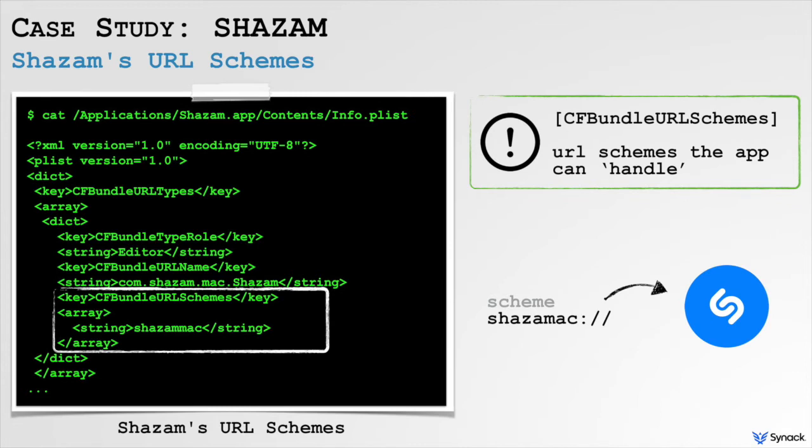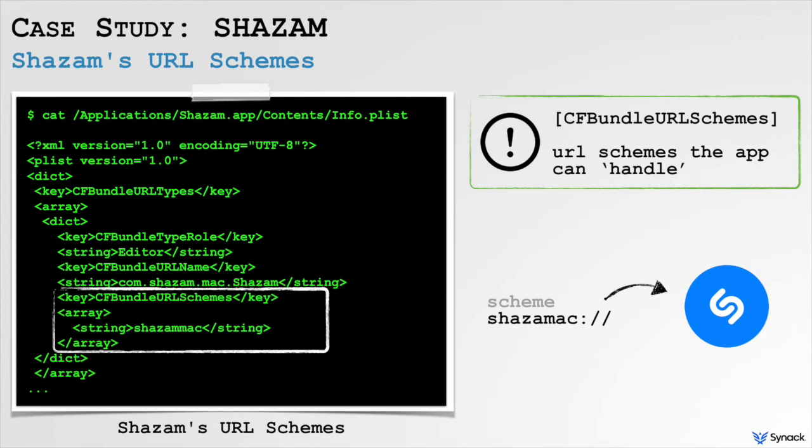For example, how does opening Shazam Mac open the actual Shazam application? If we look at the Shazam application, specifically its info.plist, which is a property list file that has information about the application, we can see that it's registered for a variety of URLs.